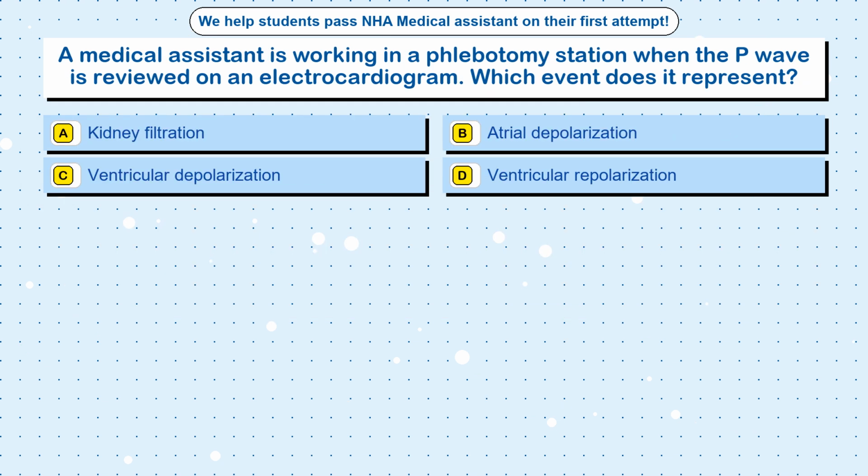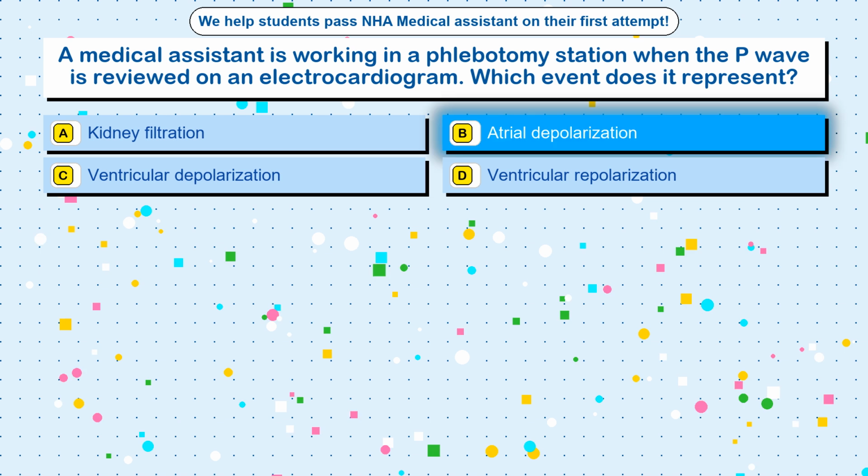Question 70. A medical assistant is working in a phlebotomy station when the P wave is reviewed on an electrocardiogram. Which event does it represent? Option A. Kidney filtration. Option B. Atrial depolarization. Option C. Ventricular depolarization. Option D. Ventricular repolarization. The correct answer is option B.